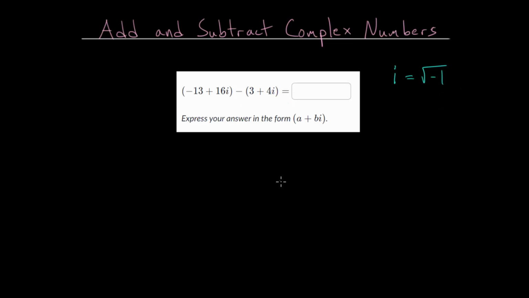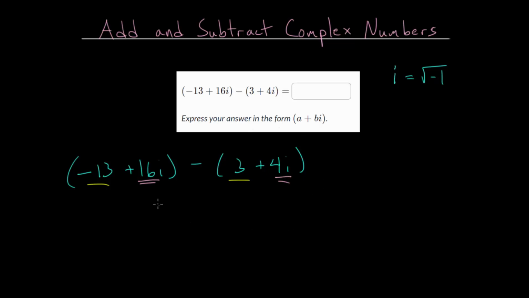And when adding these numbers, essentially we're just going to add the real parts together, the parts without i, and we're going to add the imaginary parts together. So in some sense, it's just an exercise in combining like terms. For this example problem, we have -13 plus 16i, and then we're going to subtract 3 plus 4i. So we're going to combine the real parts together, and then we're going to combine the imaginary parts together.